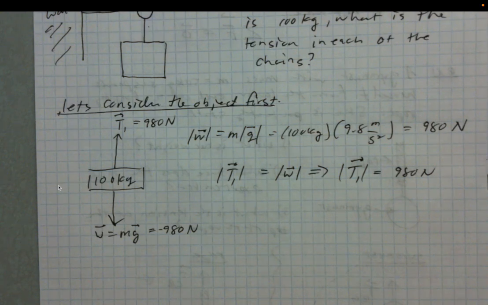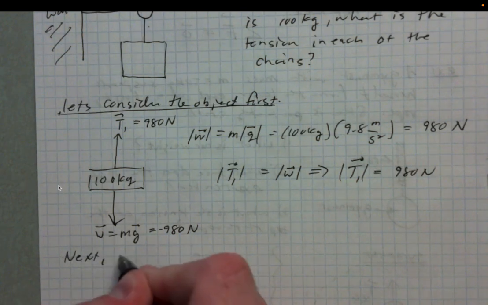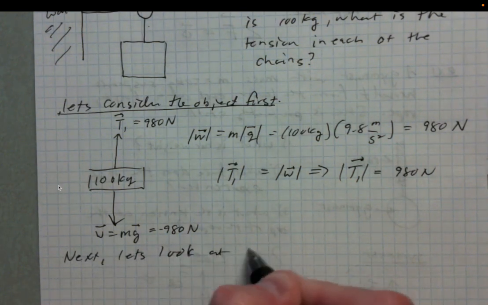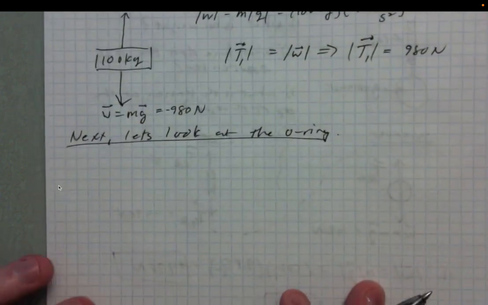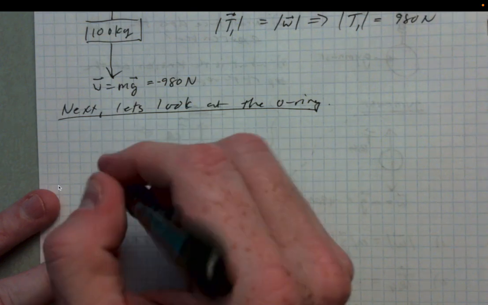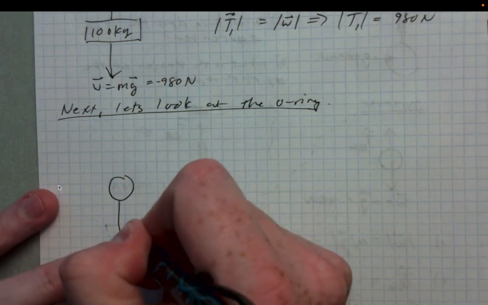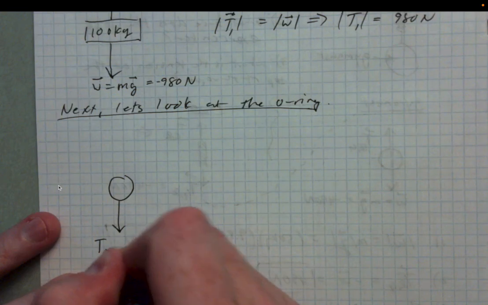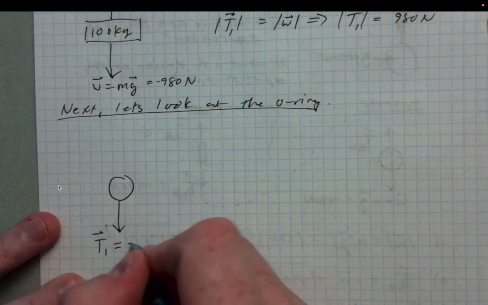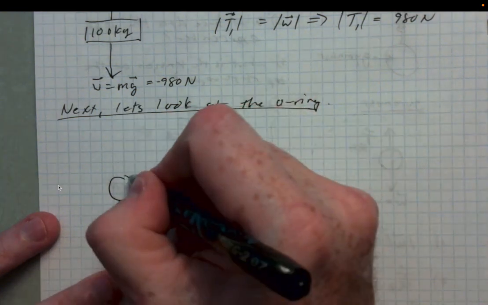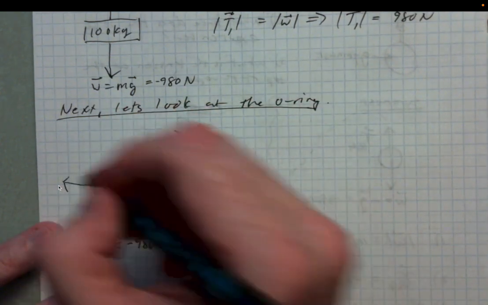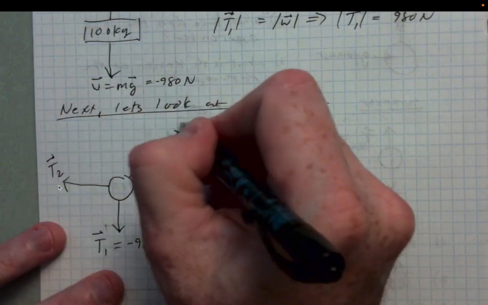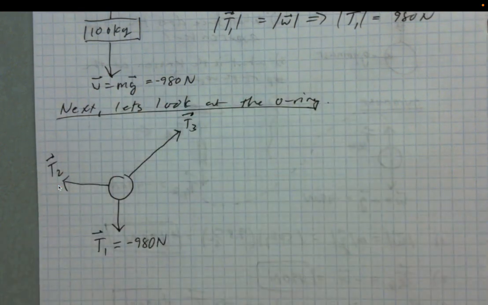Okay, and so that's kind of what's going on with the object, the hanging object. Now let's look at the O-ring. So next, let's look at the O-ring. Okay, so what's happening there? Well, so we'll start by just redrawing it here. We've got this ring, and we've got a force down, T1, and that's equal to, we just said, negative 980 newtons. And then we've got 2 others. We'll call this one T2, and we'll call this one up here T3. All right, so you've got these 3 forces kind of operating on the ring.